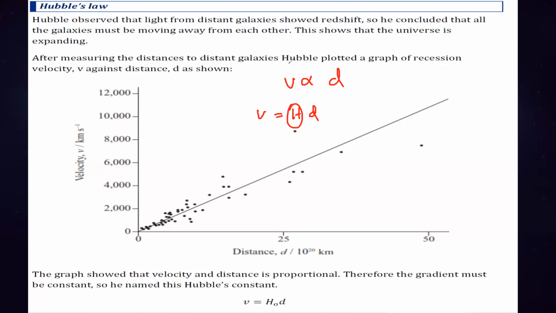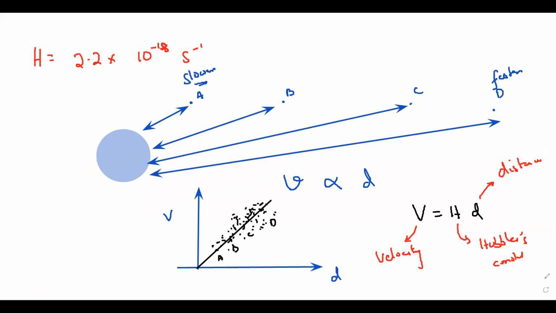Yeah, H naught is representing the Hubble. It's not only H, it is H naught, the Hubble constant. So V is equal to H naught D. Now, how can we use this Hubble constant to find the age of the universe?